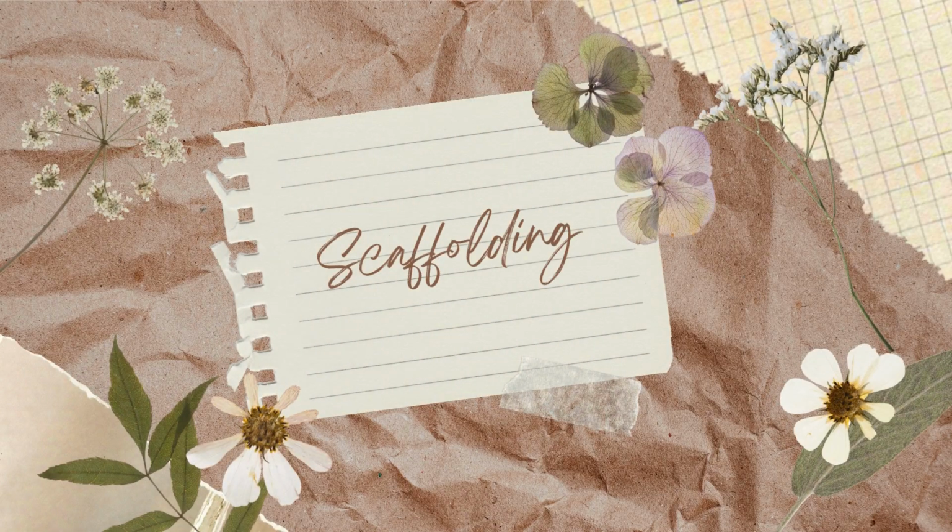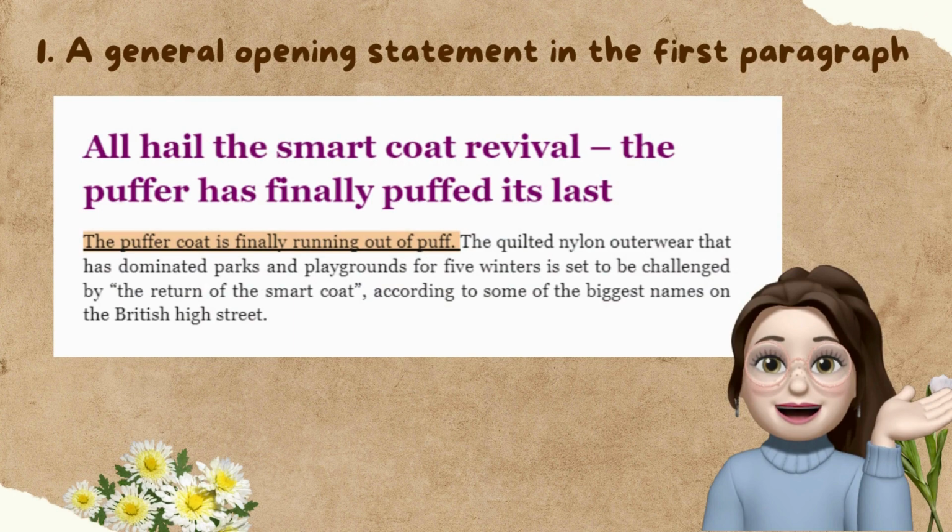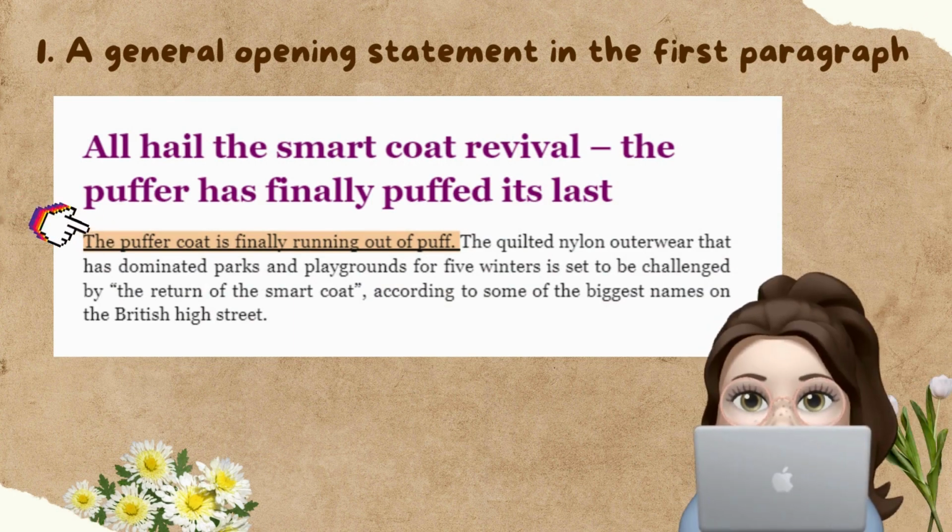historical facts. Consequently, the scaffolding consists of: first, a general opening statement in the first paragraph, which explains to the audience what the text is about. In this case, the puffer code is finally running out of puff, which makes reference to the fact that this cloth is no longer fashionable.